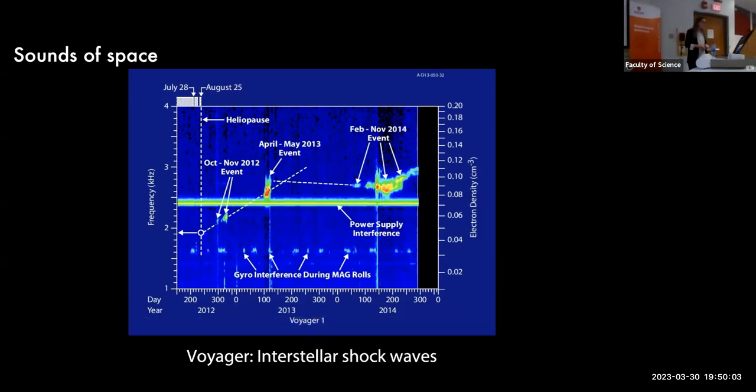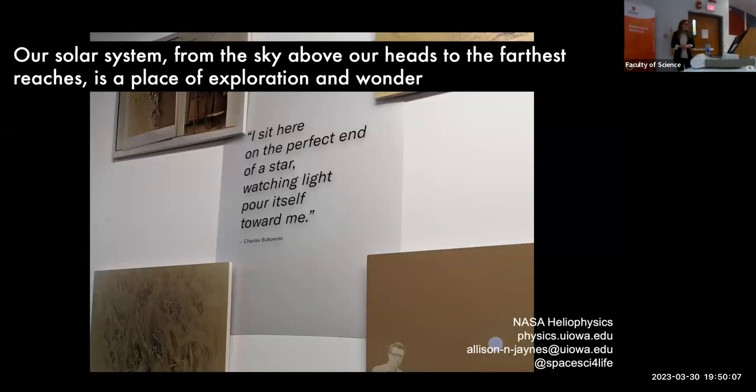So that's everything I want to talk about tonight. I wanted to end with the idea that our solar system, whether it's in the sky above our head or to the farthest reaches, is a place of exploration and wonder. This is a quote from an art exhibit I saw in Finland last year. And it's a quote from Charles Bukowski. It says, "I sit here on the perfect end of a star, watching light pour itself towards me." And I just love that sentiment.